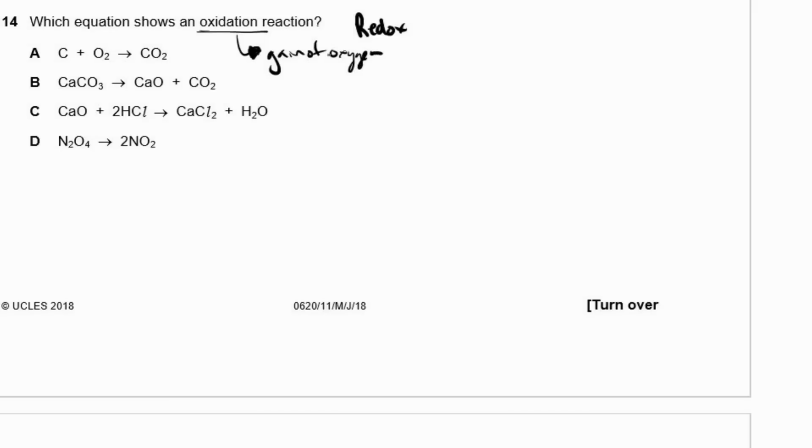Okay, that's what they're talking about. So calcium carbonate is actually losing some oxygen from the reactant, so it's not that one. Calcium oxide, again, the calcium is losing oxygen, so it's not that one. The N2O4 is breaking up into two different products. So the N is losing oxygen, but here carbon is gaining oxygen. So the answer is A.